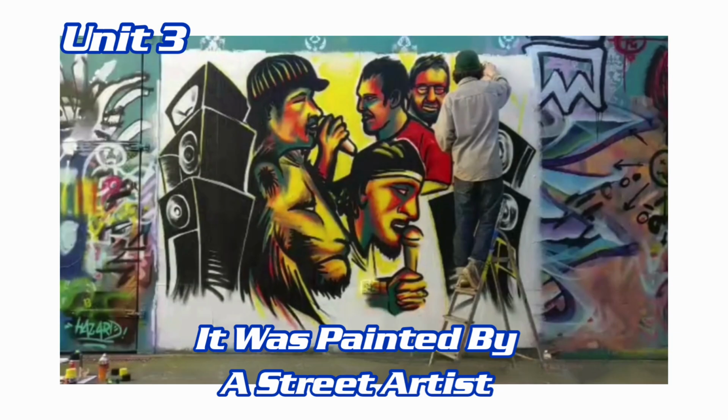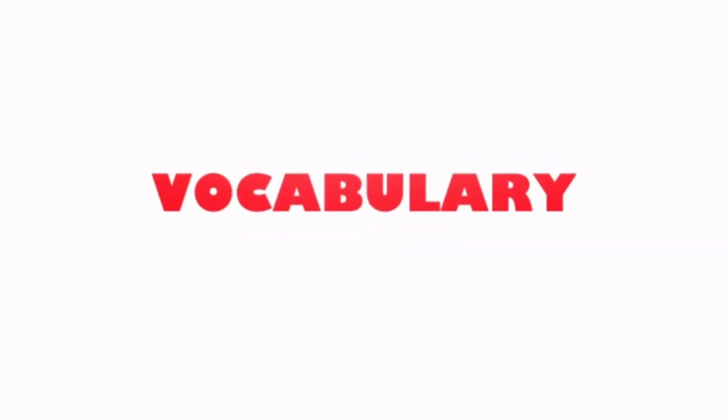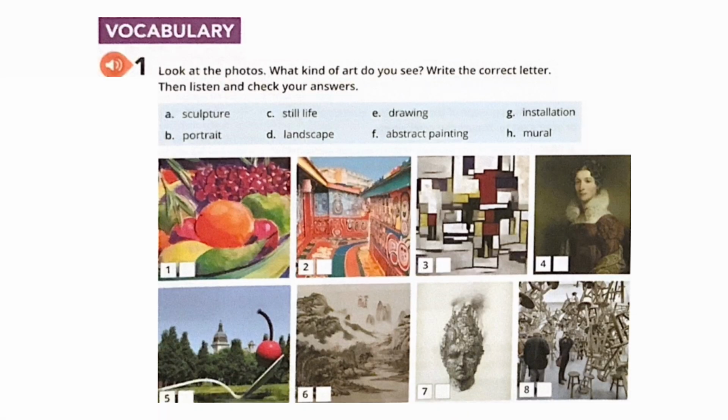Unit 3. It was painted by a street artist. Vocabulary. Look at the photos. What kind of art do you see? Write the correct letter. Then listen and check your answers.